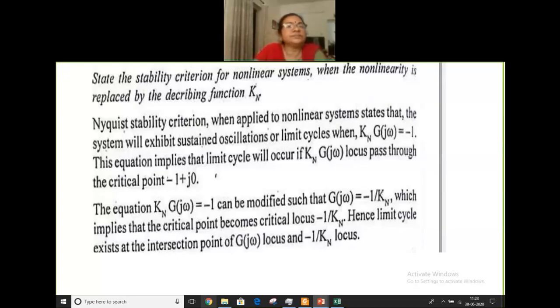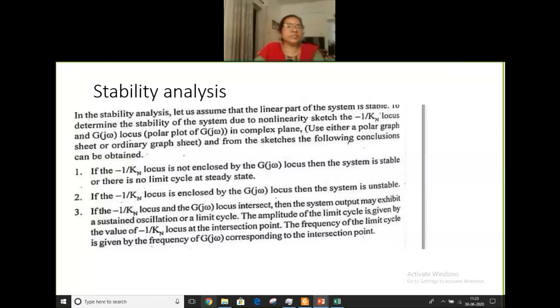Okay. Then we will do the stability analysis. In the stability analysis, let us assume that the linear part of the system is stable. Determine the stability of the system due to the nonlinearity. Sketch the minus 1 by Kn and Gj omega locus. Gj omega locus, you can do the polar plot.